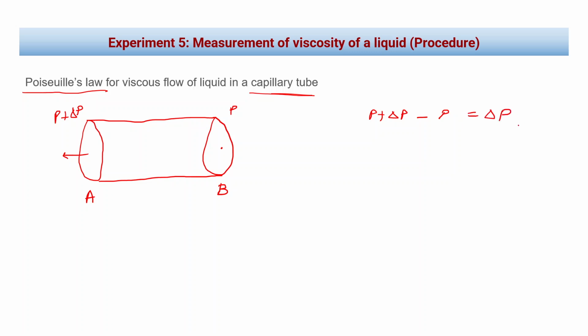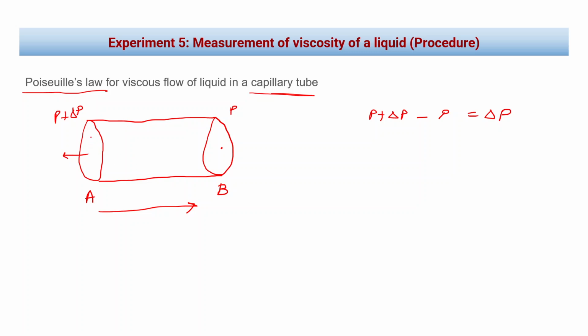Because of this difference in pressure, the liquid will flow from A to B direction, right? Now what will be the forces acting in this? Again, as I told, the molecules or the liquid at the center has the maximum velocity, but as it goes towards the wall its velocity decreases.